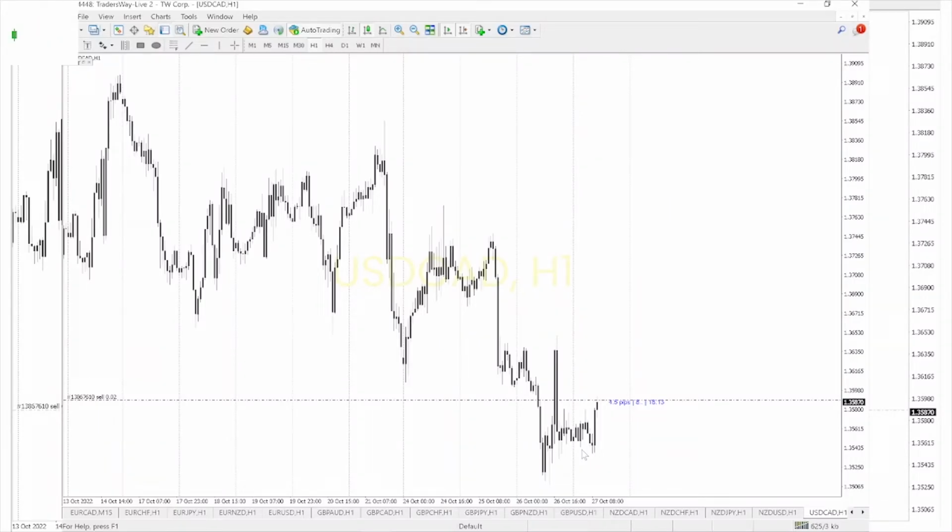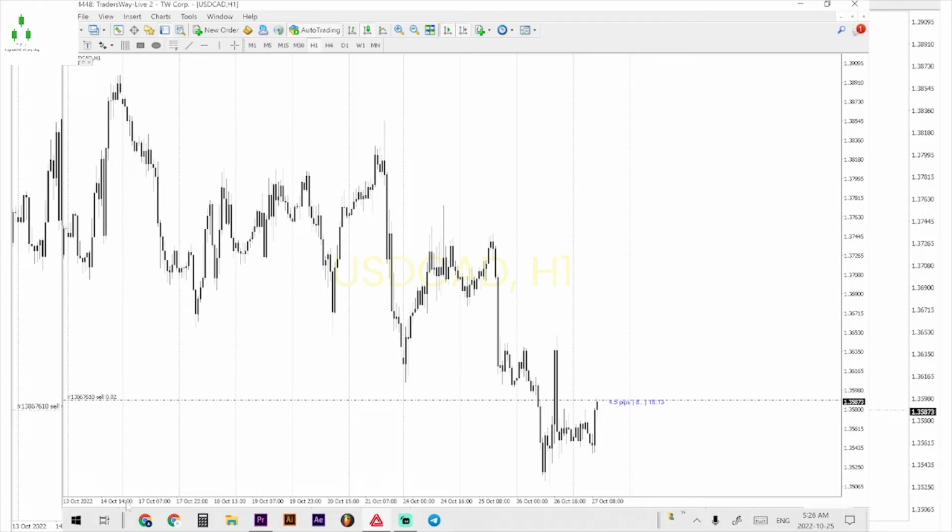We're taking this short trade over on USD Canadian right now. It is about 3:40 a.m. I did see this opportunity just peeping on the charts, so let's break it down really quick.